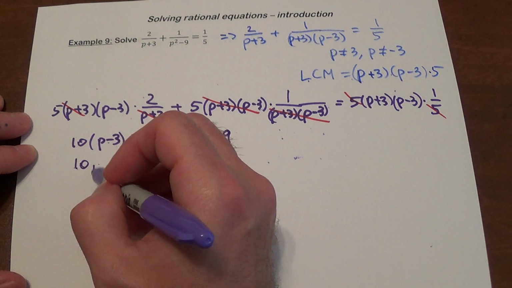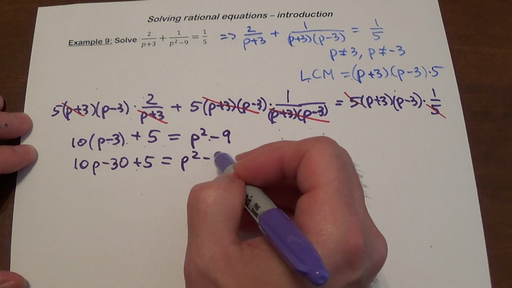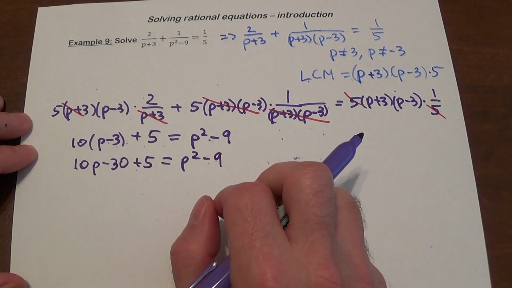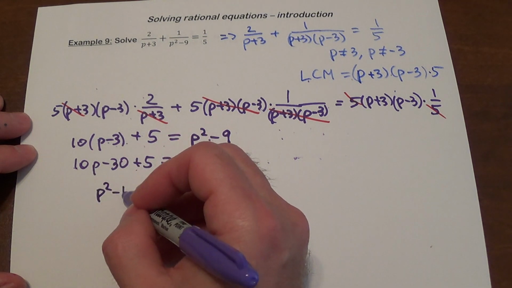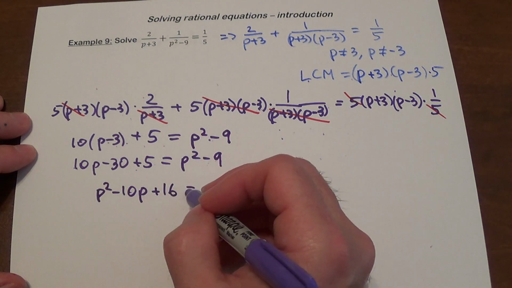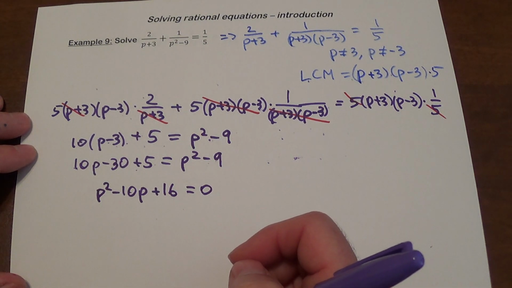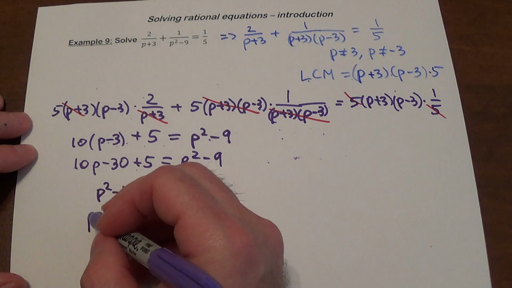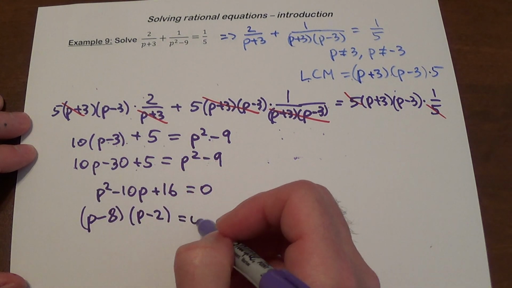So what do we have here? That's 10p minus 30 plus 5 equals p squared minus 9. We definitely have a quadratic equation. We need to move all the terms on one side and set it equal to 0. So it's going to be p squared minus 10p plus 16 equals 0. You can check this by moving all the terms around to one side, and that's what you're going to get. Factorable, p minus 8 times p minus 2 equals 0.